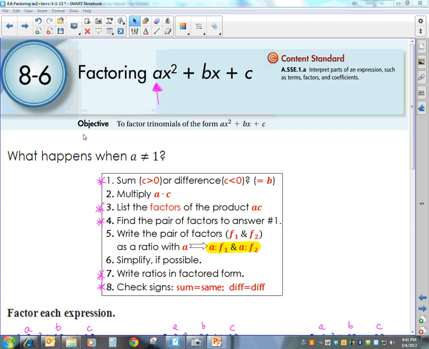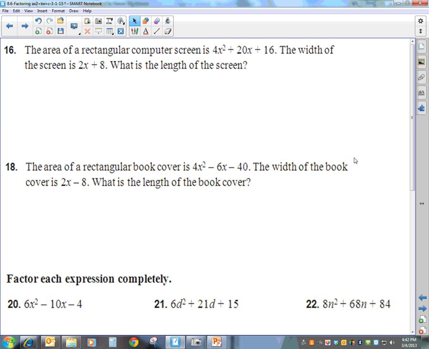Okay, today we're going to finish talking about lesson 8.6, which was factoring trinomials with an a value that was not equal to 1. The first thing is that we had some word problems that we didn't get to before. The area of a rectangular computer screen is 4x squared plus 20x plus 16. The width of the screen is 2x plus 8. What is the length of the screen?